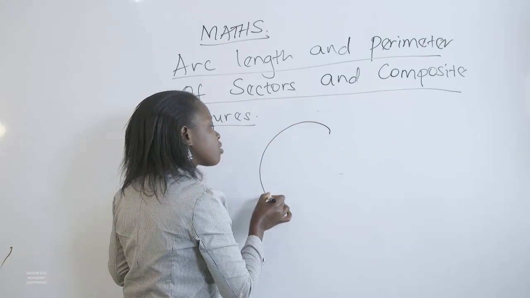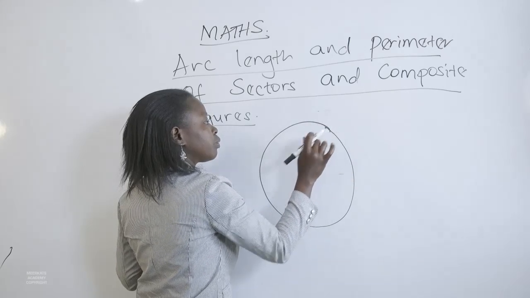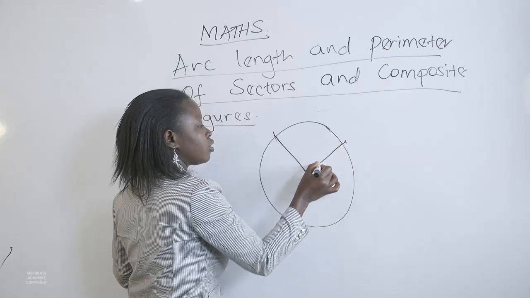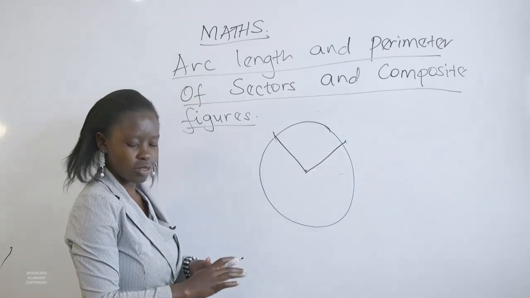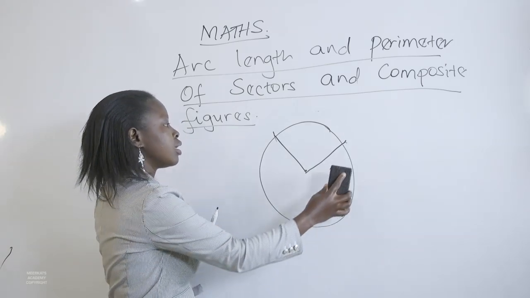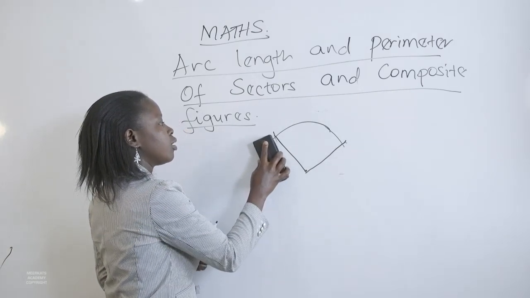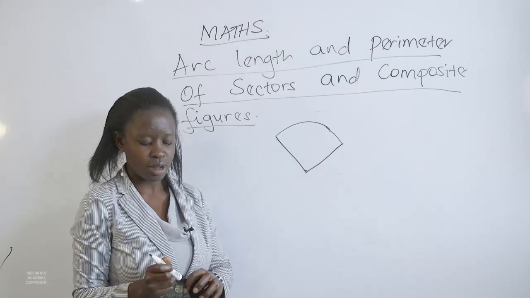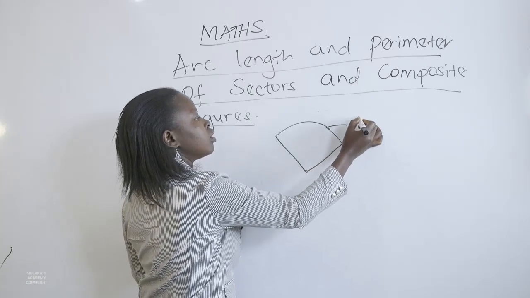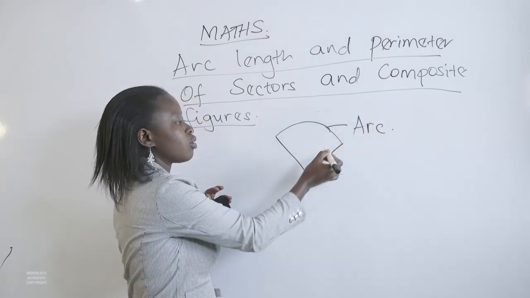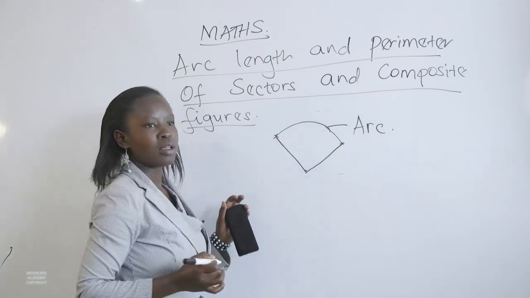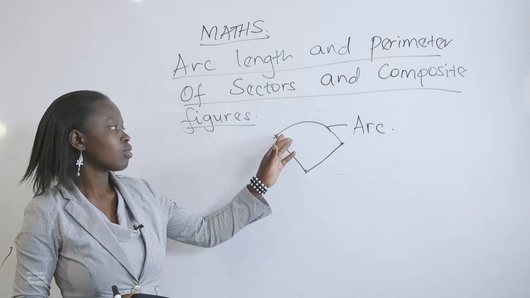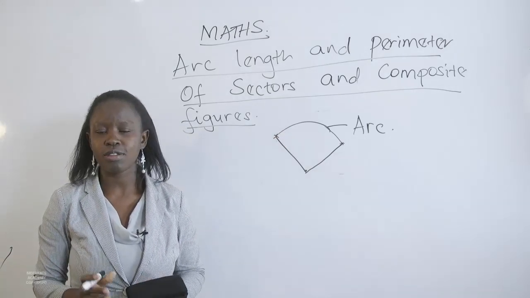So when we have a circle, then part of that circle is what we are referring to as an arc. So if this is the circle I have, then out of the circle, I take part of the circumference of that given circle. Whatever is formed is an arc. So this part of the circumference is what we are calling an arc. So this is an arc of that given circle.